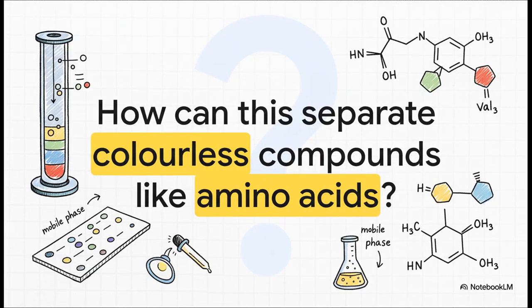So, I'll leave you with this final thought to chew on. We've been looking at colorful inks, which are easy to see. But how could chemists use this exact same powerful technique to separate crucial compounds that we can't see, like the individual amino acids that build our proteins? How do they adapt this principle to study the very building blocks of life?